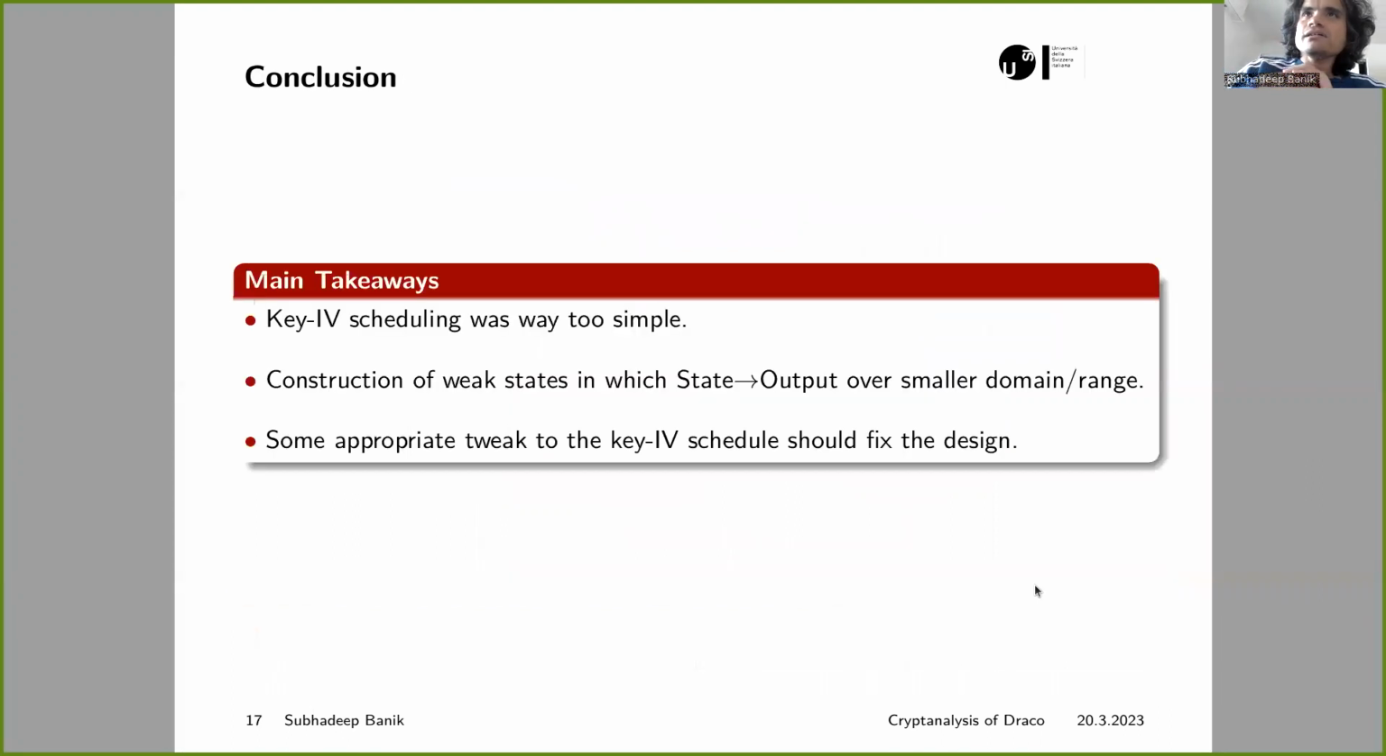To conclude, it is obvious that the main point of entry of the attack was the schedule function and how the authors chose to construct the sequence D of T, which allowed us to define a very simple one-way function from the state to the key stream over a set of smaller cardinality. My initial intuition is that a better key schedule should fix this design.